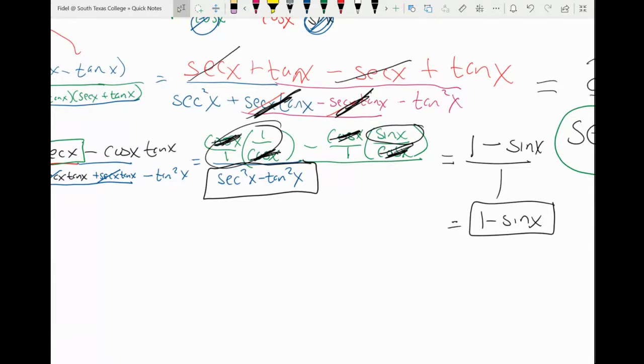It's showing all your work. And again, remember what they're telling you. They're telling you this is what the answer is. When you break this down, you should get 1 minus sine of x. Why? All you got to do is break those pieces down. Does that make sense?